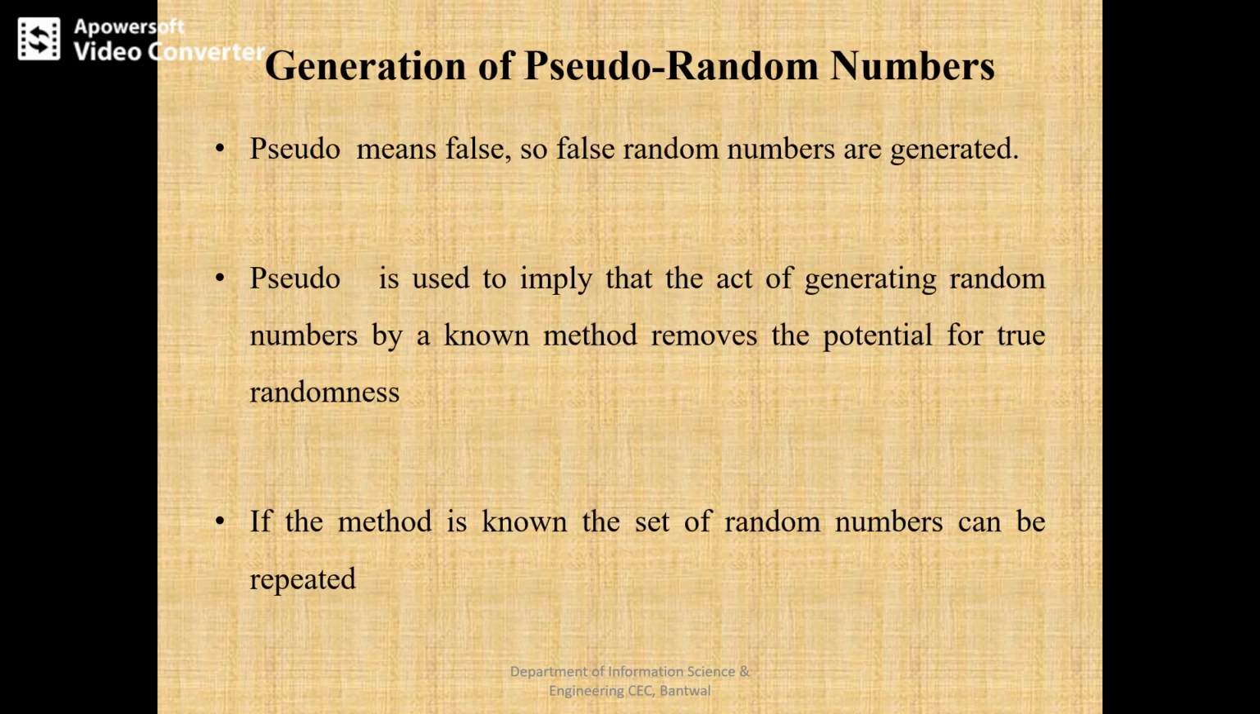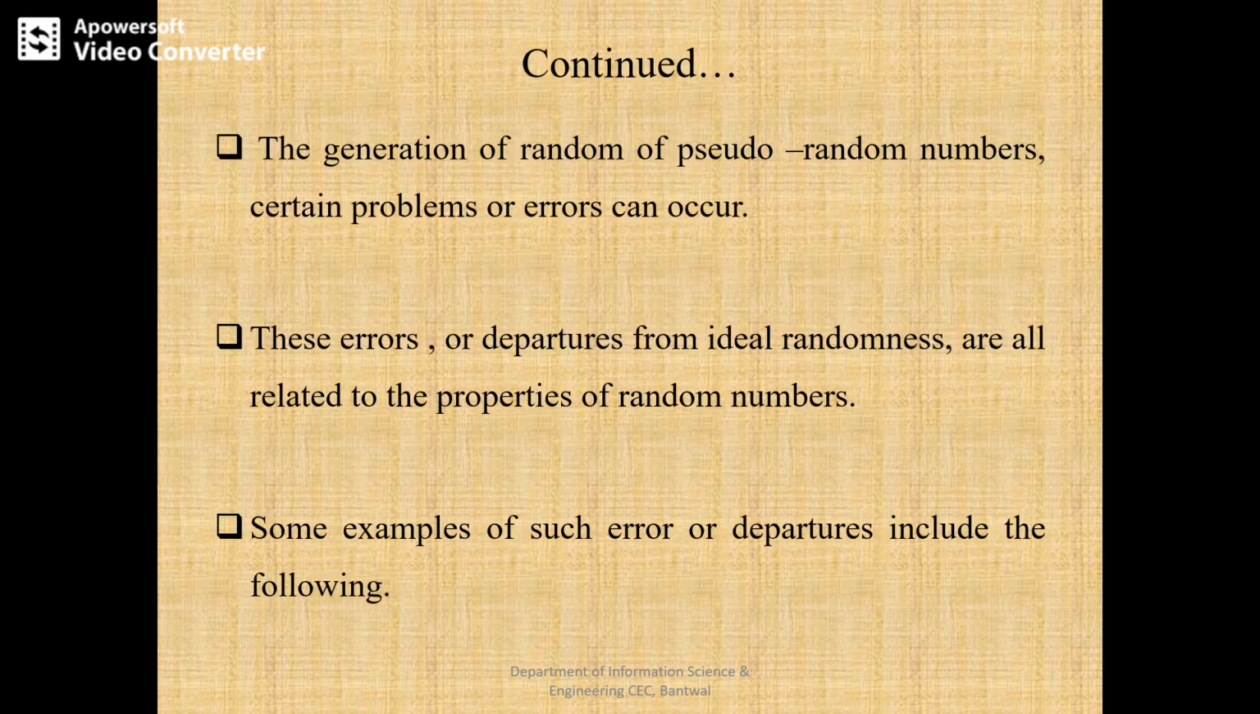Now we are going to discuss generation of pseudo random numbers. Pseudo means false, so false random numbers are generated. Pseudo is used to imply the act of generating random numbers by a known method, which removes the potential for true randomness. So if the method is known, the set of random numbers can be repeated.